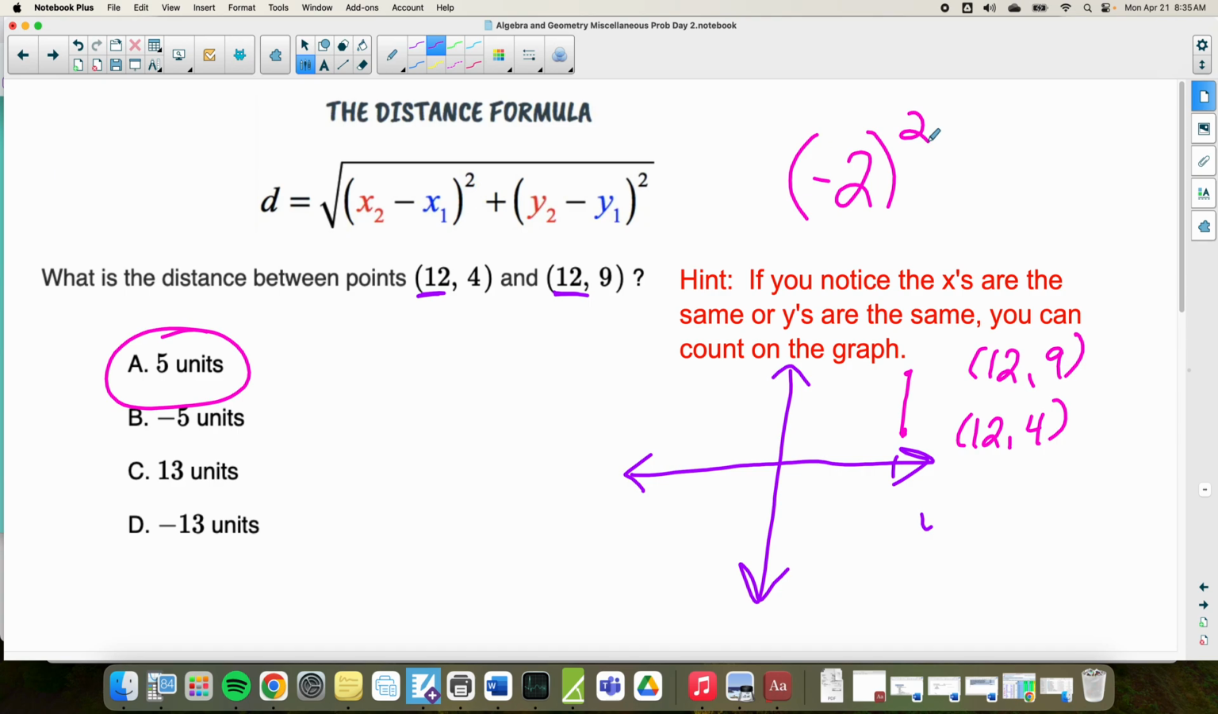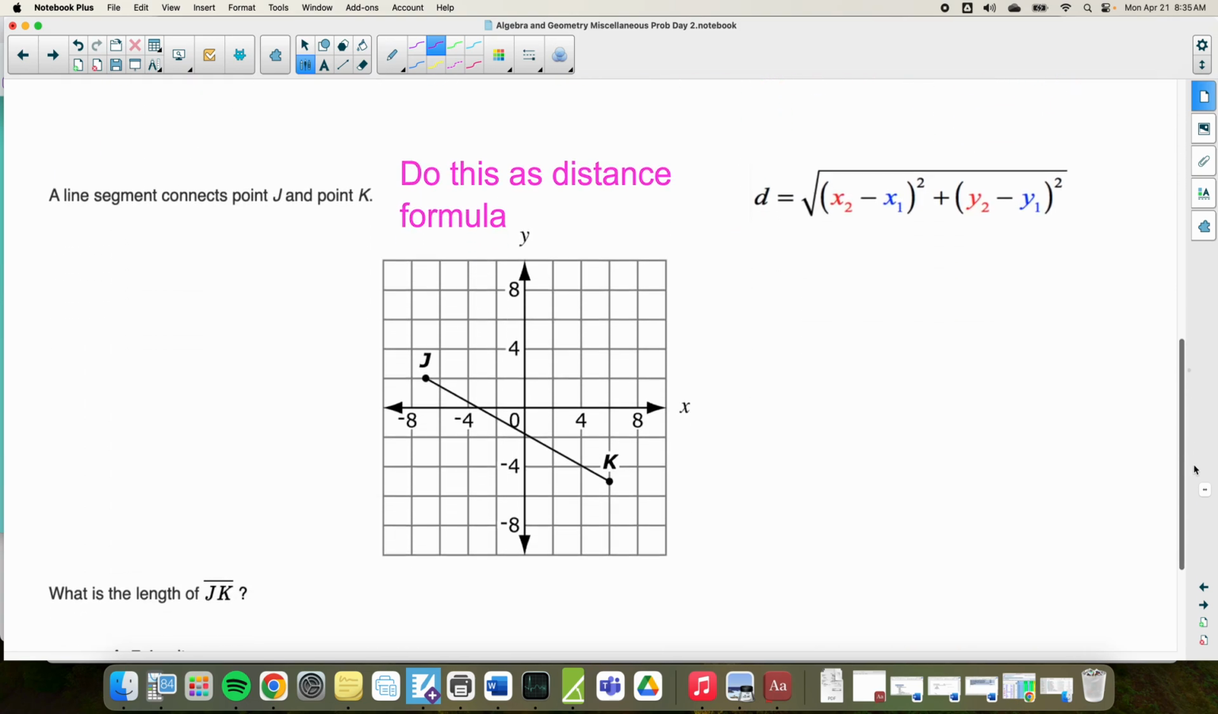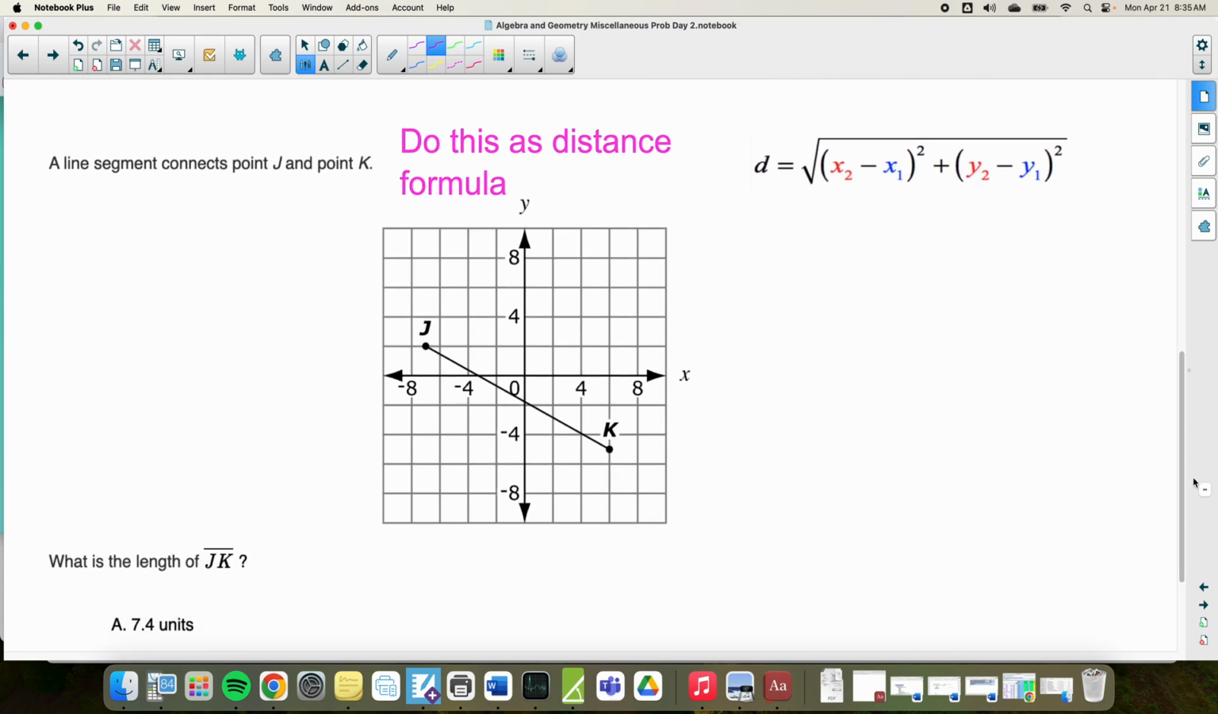It becomes positive. Don't forget that. Okay. So here's one where we're doing distance formula, and this is another thing they could do tomorrow, is they could have axes that aren't counted by ones.